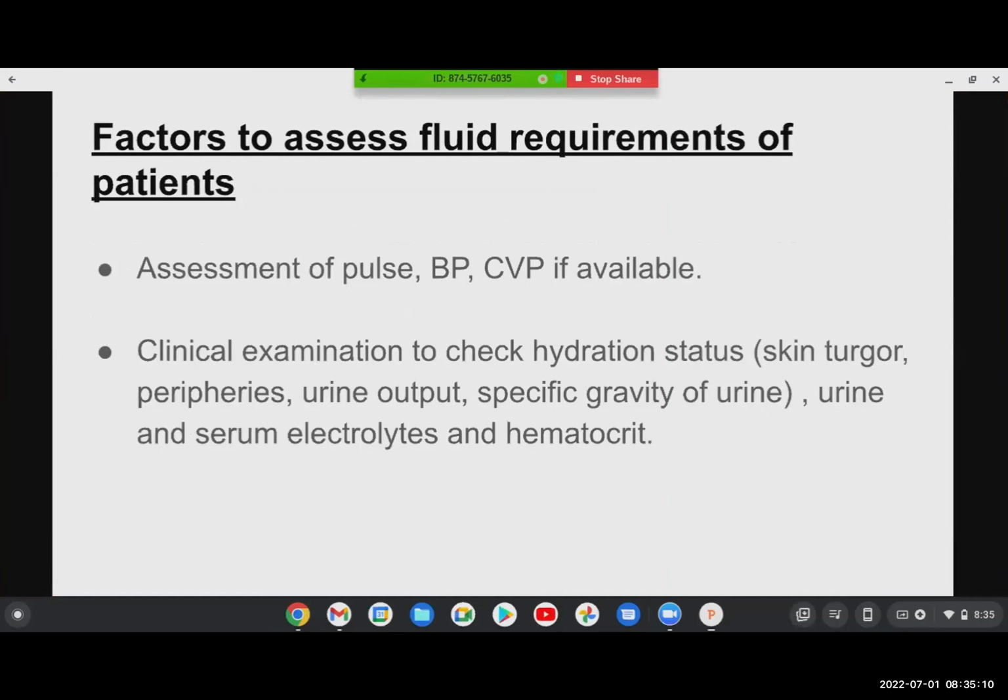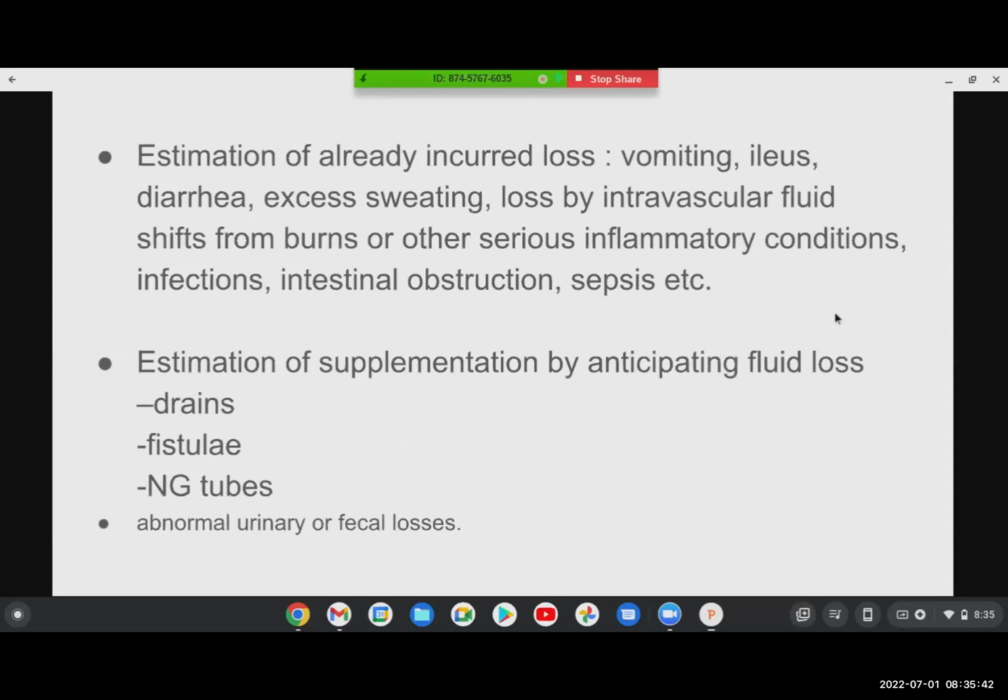What factors do we need to consider to assess the fluid requirements of patients? First, we need to assess the vitals: pulse, BP, and central venous pressure, if we can measure it. Clinical examination to check the hydration status of the person, measuring the skin turgor, the peripheries, urine output, specific gravity of urine if possible, urine and serum electrolytes, and the hematocrit value. We have to estimate the loss already incurred by the body through vomiting, paralytic ileus, diarrhea, excessive sweating, and intravascular fluid shift from burns or other serious inflammatory conditions like infections, intestinal obstruction, sepsis, etc.